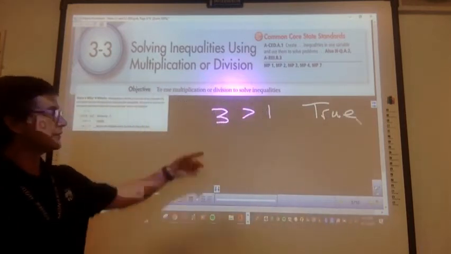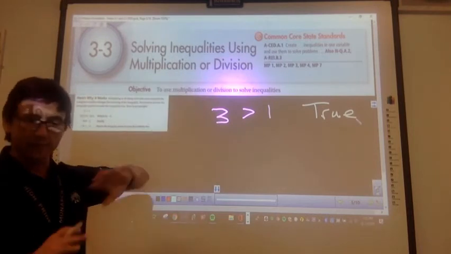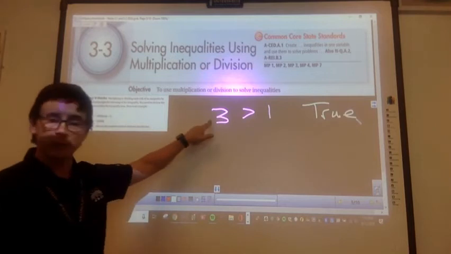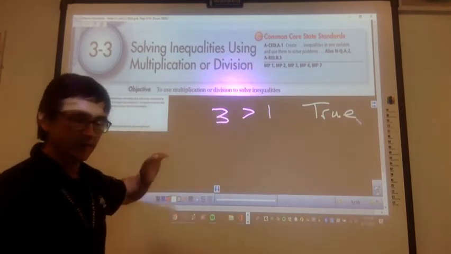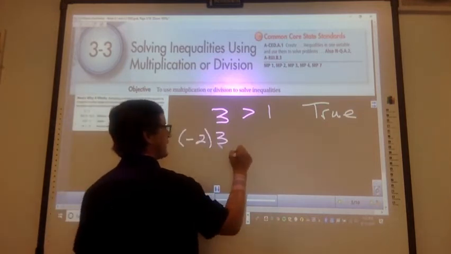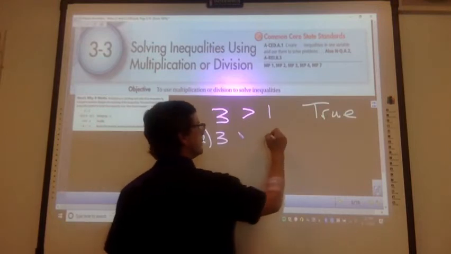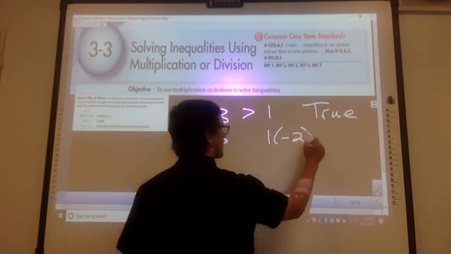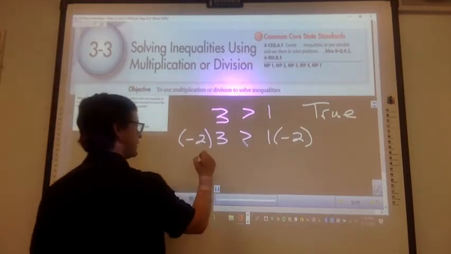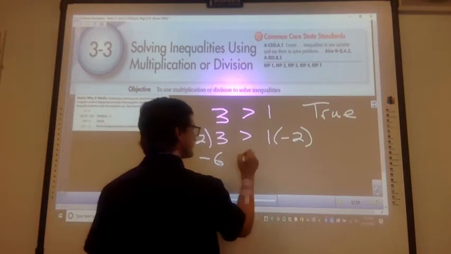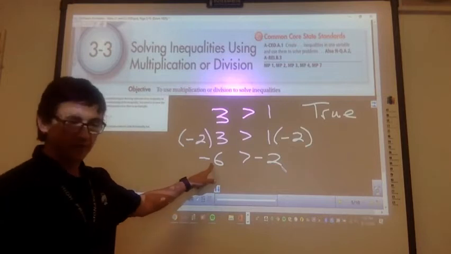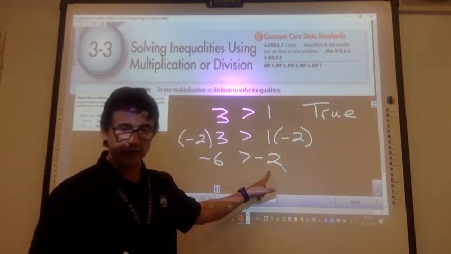So I can just make a random, I'm just totally making this up. I'm going to use the same thing they did over here. But what I'm going to do is multiply both sides by the exact same number. In this case, I'm going to multiply both sides by -2. I'm going to keep that inequality greater. So over here, I would get -6. And then 1 times -2 is -2. Is -6 greater than -2? Shake your head, yes or no?